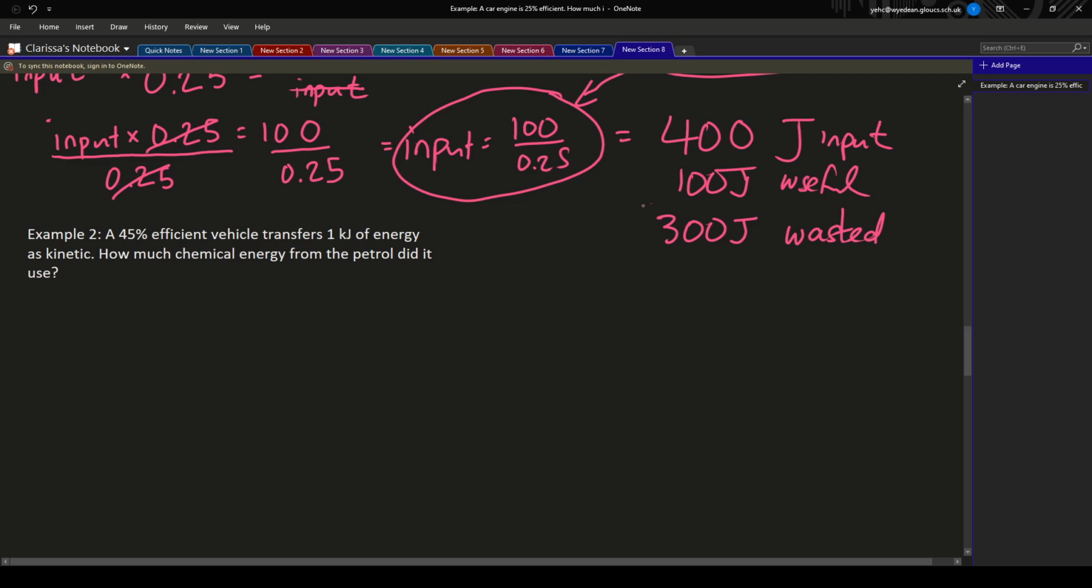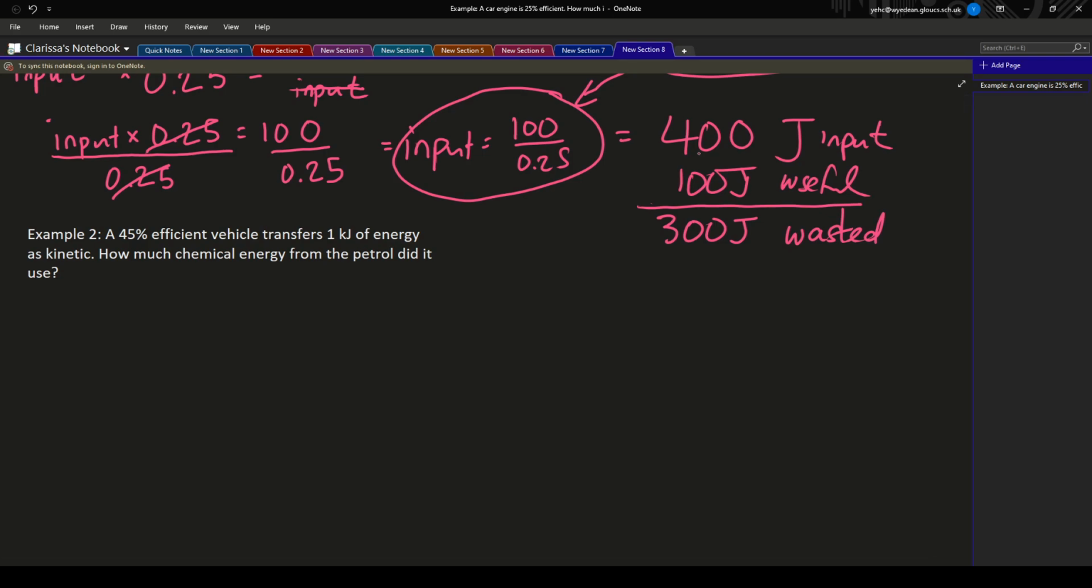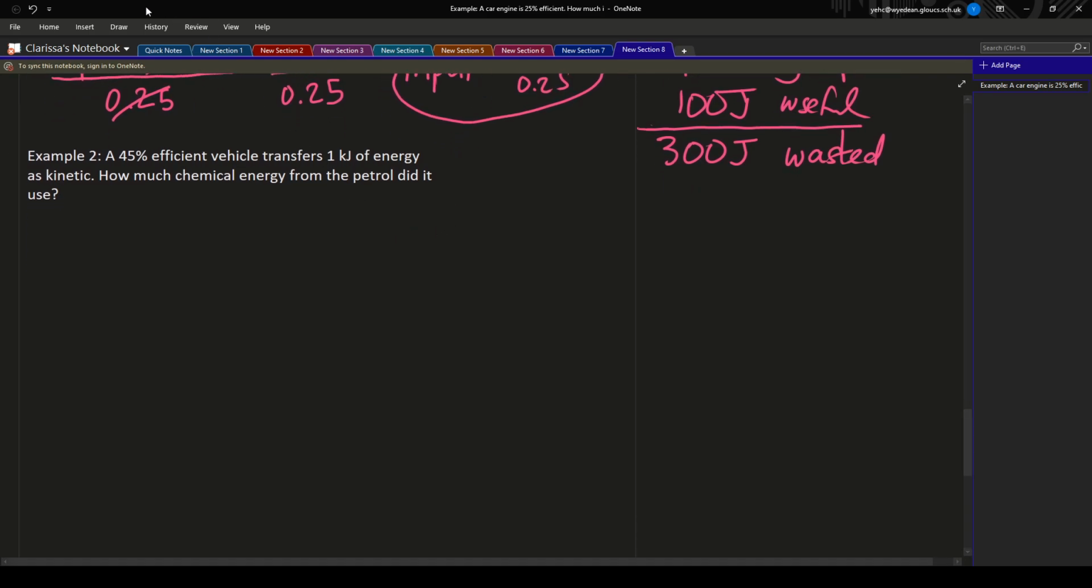Because of the law of conservation of energy, if I inputted 400 and I got 100 useful out, then that means that the missing energy was wasted. So it was 300 that was wasted, because remember, the useful and the wasted have to add up to however much you put in.